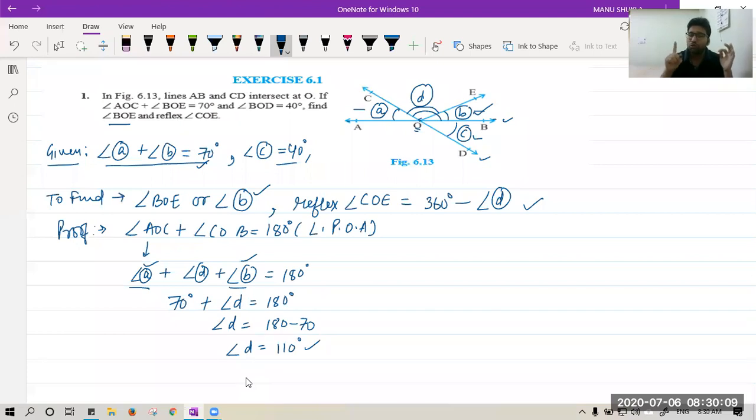But the question wants me to find angle B, not D. We want to find B for Bombay, not D for Delhi. Okay. So for that, let's understand one more thing. There is one more line. This line COD. You can see in the line COD, you already know now value of D, value of C. You need to find value of B.